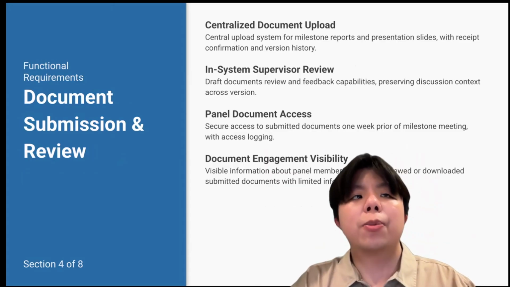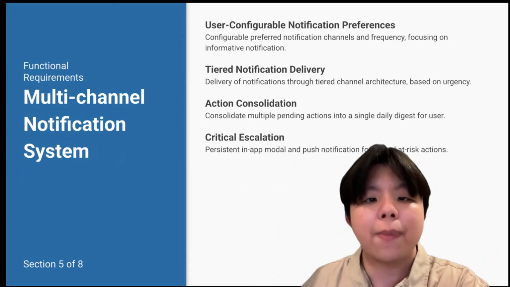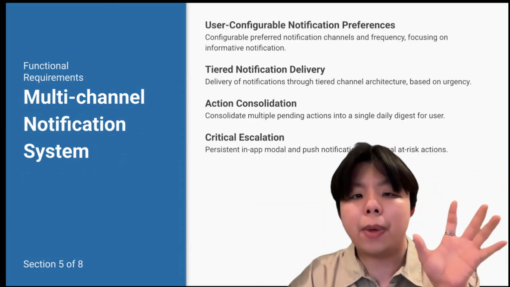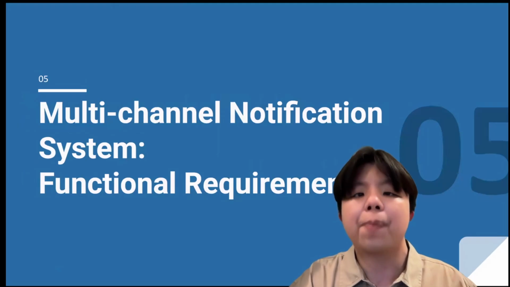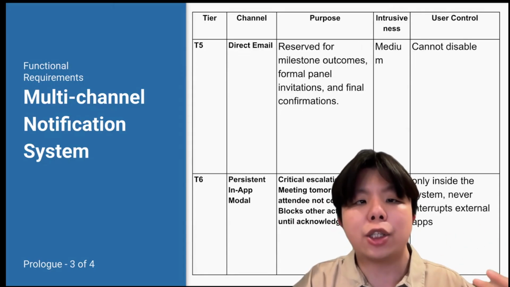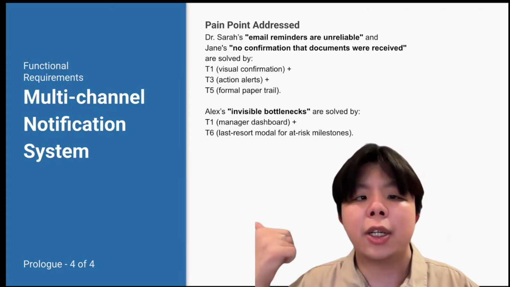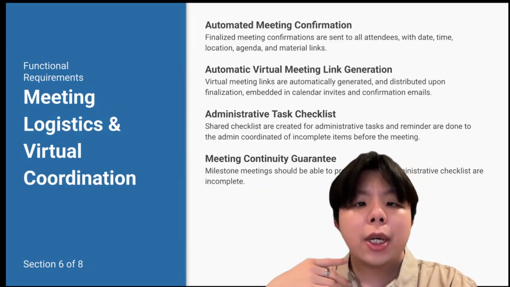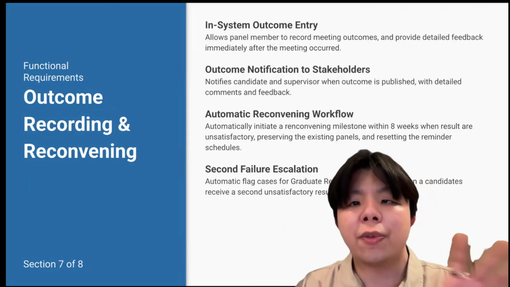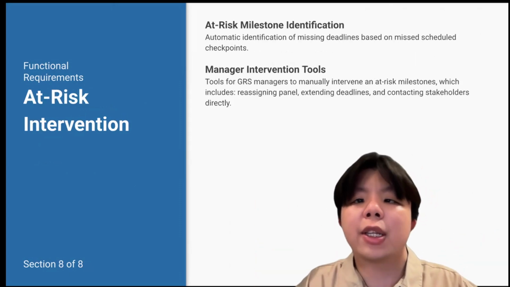Document submission. So basically, Jane could see when his document is received, and what the next action item is. We also have a multiple-channel notification system to provide everyone with direct notifications to prevent email from stacking up. This encompasses in-app dashboards, self-written polls, push notifications, email digest, direct email, and persistent in-app modal. So these basically address Dr. Sarah, Jane, and Alex's problems. Other than that, we also have meeting logistics and virtual coordination for the GRO. We have outcome recording and reconvening, basically for people with unsatisfactory results. And lastly, we also have at-risk intervention.